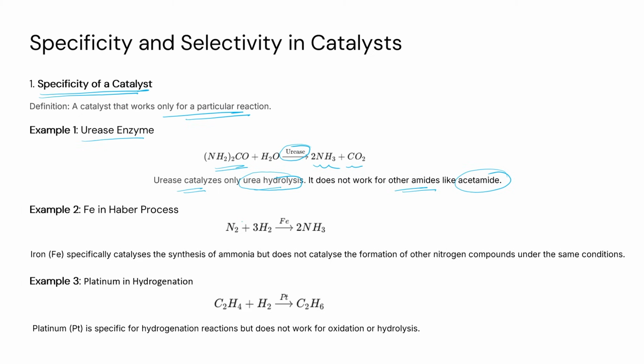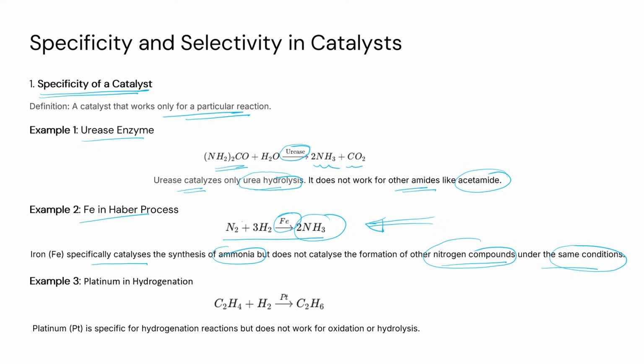Let's take another example. Use of iron as a catalyst in the Haber's process for synthesis of ammonia. So this reaction we have already discussed earlier. You have nitrogen reacting with hydrogen to form ammonia in presence of iron as a catalyst. In this particular case, iron specifically catalyzes the synthesis of ammonia, but it will not catalyze the formation of any other nitrogen product under the same conditions. It is a very, very specific catalyst for this particular reaction.